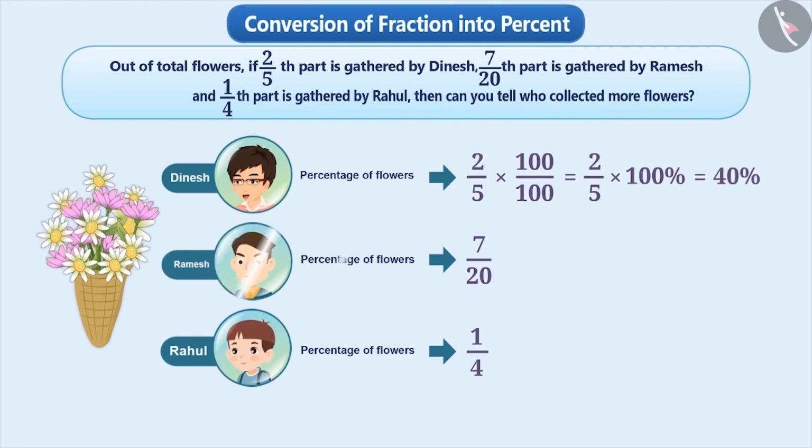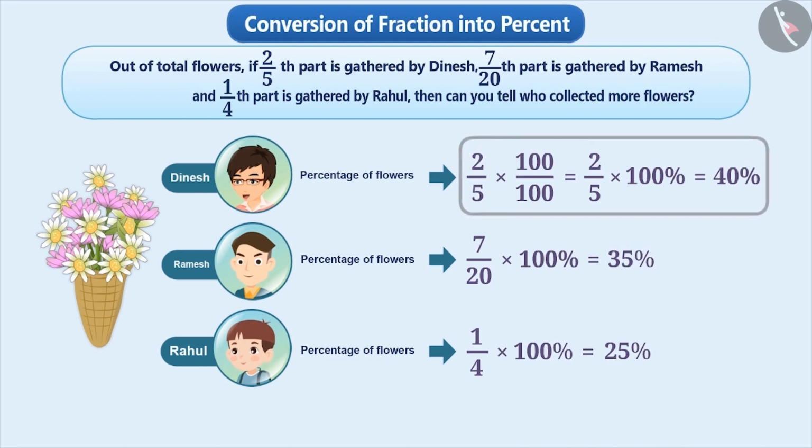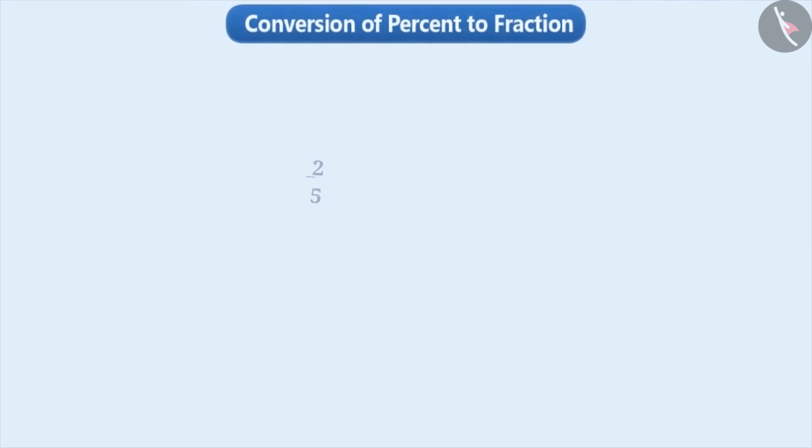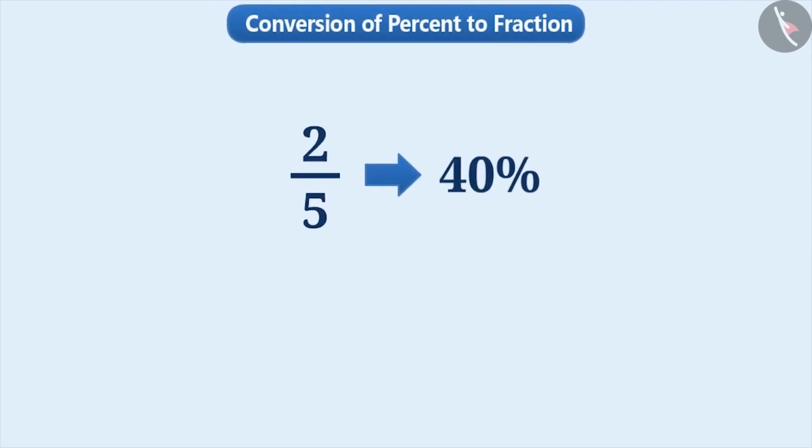Similarly, we can say that the percentage of flowers collected by Ramesh is equal to 7/20 × 100%, which is equal to 35%. And Rahul collected 1/4 × 100%, which is equal to 25%. By comparing percentages, we can say that the maximum flowers, equal to 40%, were collected by Dinesh. Till now, we have learned the conversion of fractions into percentages.